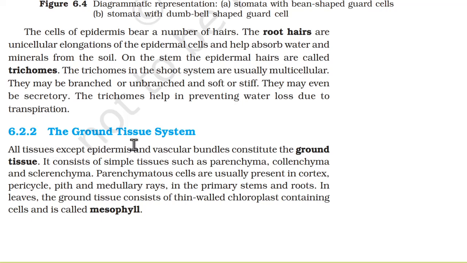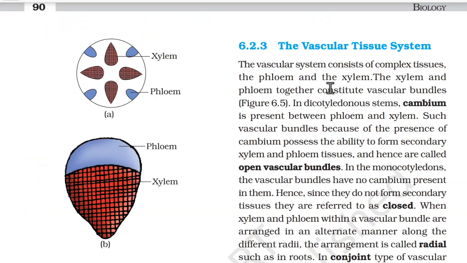6.2.2 The ground tissue system. All tissues except epidermis and vascular bundles constitute the ground tissue. It consists of simple tissues such as parenchyma, collenchyma, and sclerenchyma. Parenchymatous cells are usually present in the cortex, pericycle, pith, and medullary rays in primary stems and roots. In leaves, the ground tissue consists of thin-walled chloroplast-containing cells and is called mesophyll.